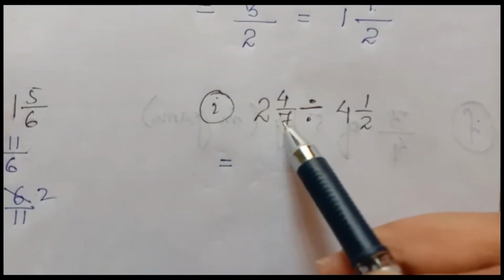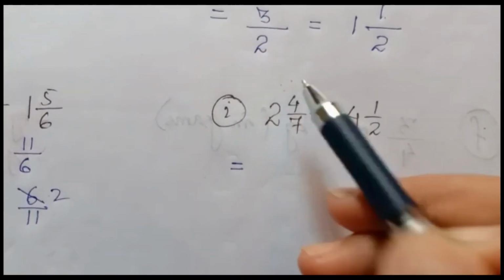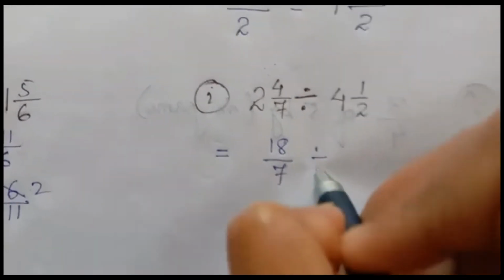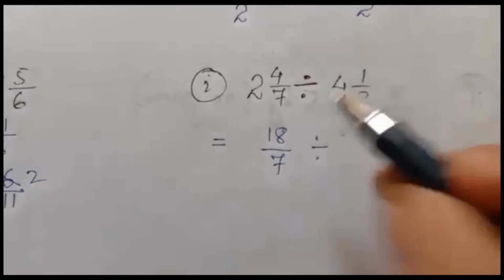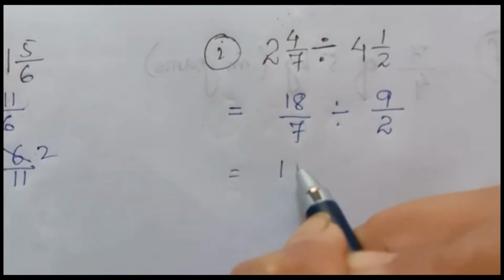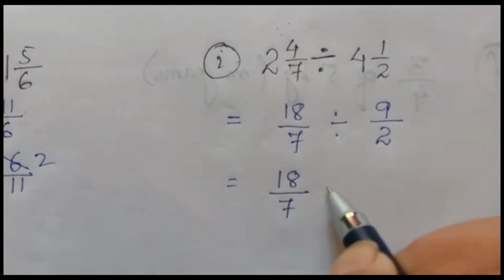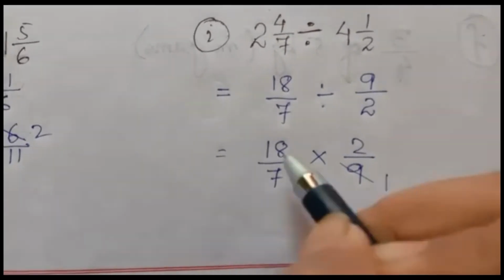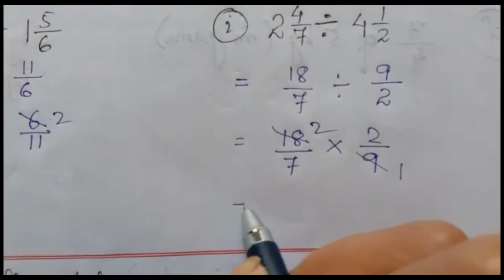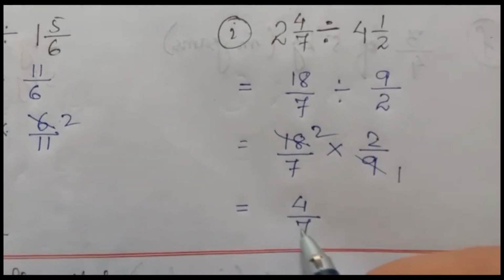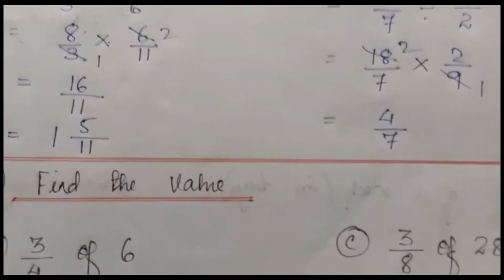Now next is 7 2s are 14, 15, 16, 17, 18. 18 by 7 whole divided by 2 4s are 8 plus 1, 9. 9 by 2. Now convert this division into multiplication. Write reciprocal, 2 by 9. Now 9 1s are 9, 9 2s are 18. So 2 into 2, 2 2s are 4. 7 1s are 7. This is a proper fraction. So this is your answer.